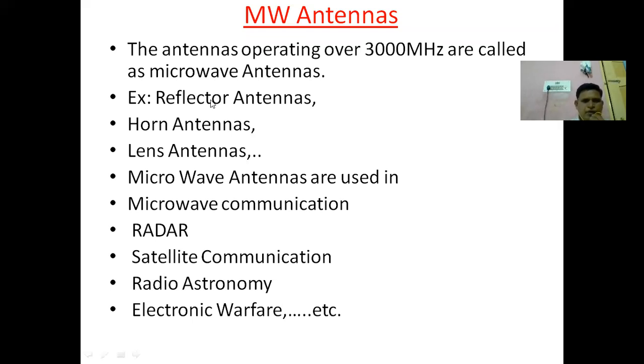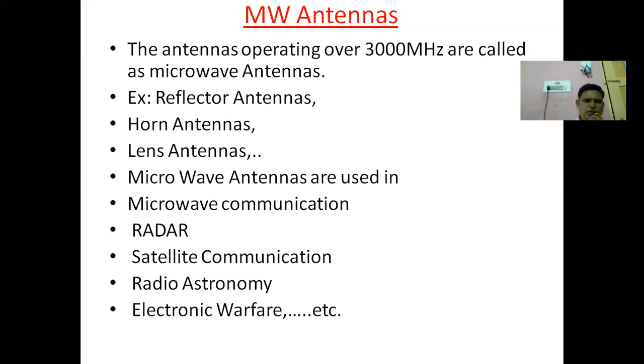The best examples for microwave antennas are parabolic reflector antennas, like dish antennas, horn antennas and lens antennas. In our syllabus we will study these three categories of antennas, and we will study them one by one later.